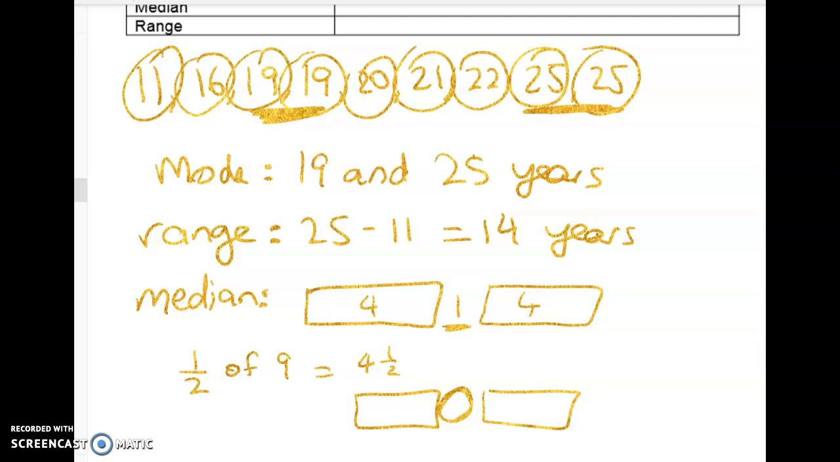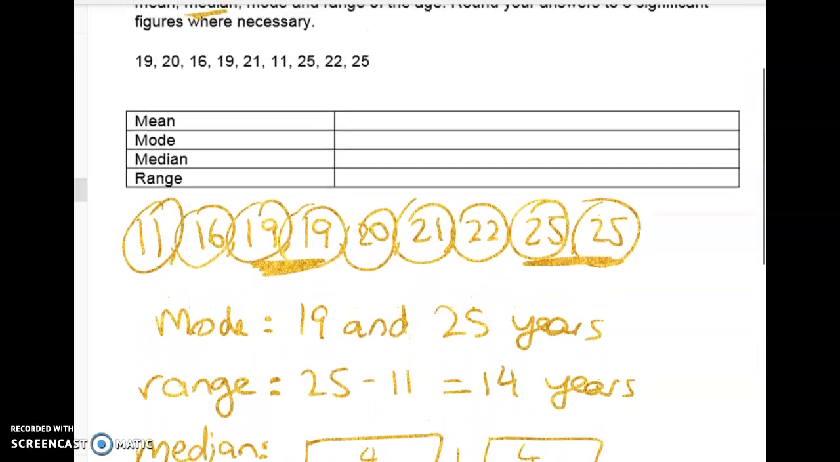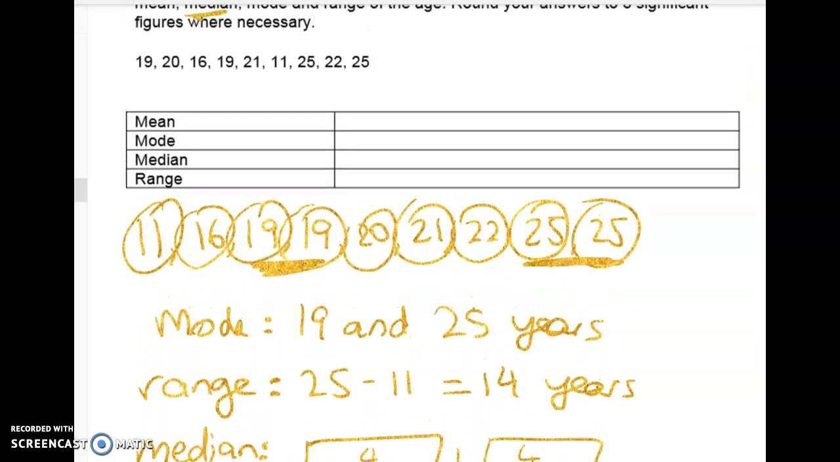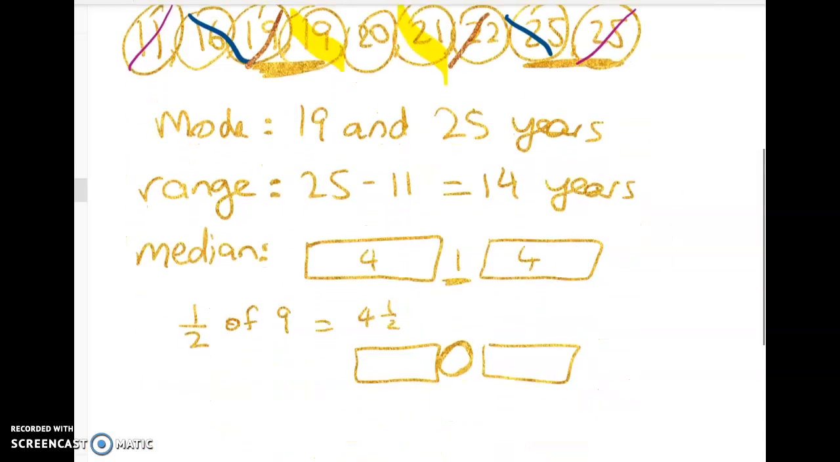middle, right? The other way to do it is to do what we did in class, which is to cross off in pairs until we hit the middle one. And that's a nice way to do it if you're not quite as confident. So we've got 11 and 25 there. Cross those off, cross those off, cross those off, and we're left with 20. So the median here, whichever way you do it, obviously, is 20 years.